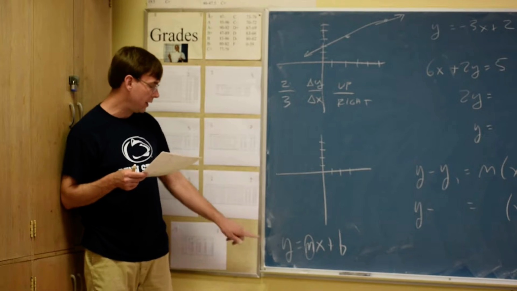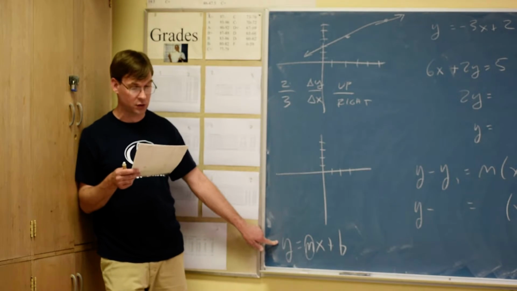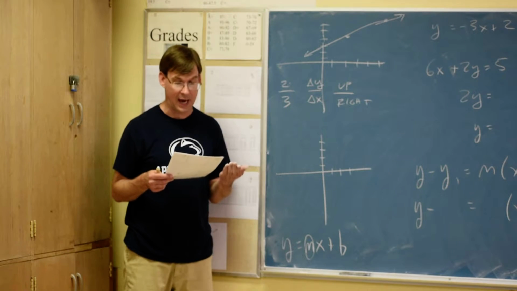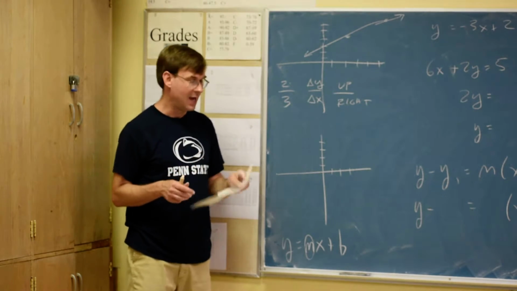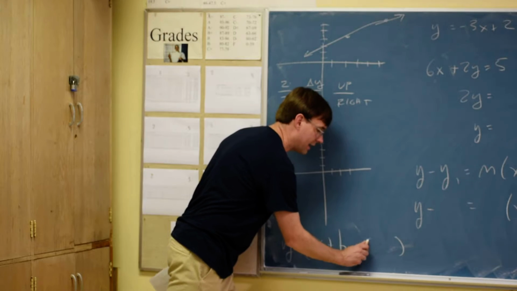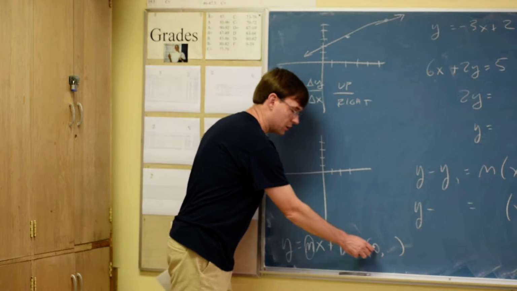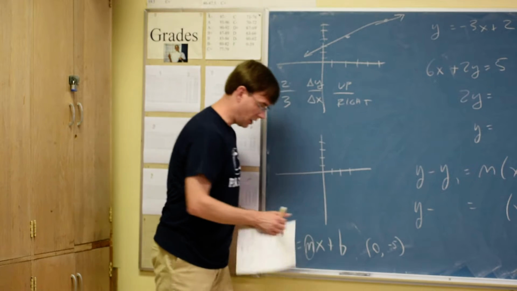So for 31, the equation's already y equals, so I helped you out there. The slope is just the 6 that's next to the x. And the intercept, I would prefer, instead of just writing -5, I prefer you write it as an ordered pair, (0, -5).